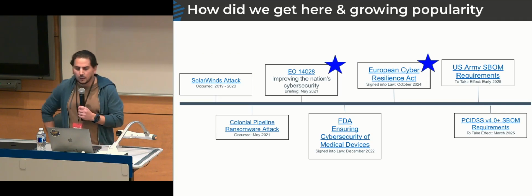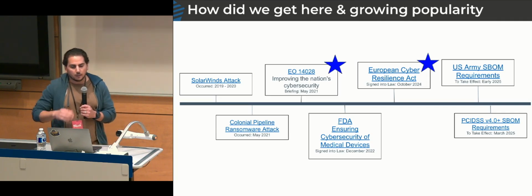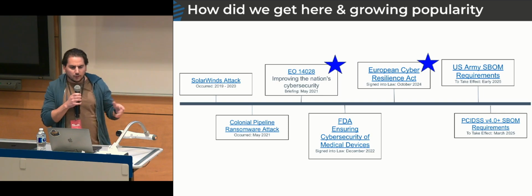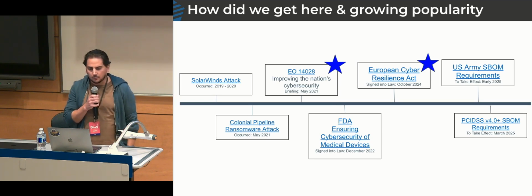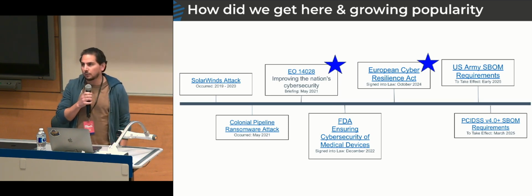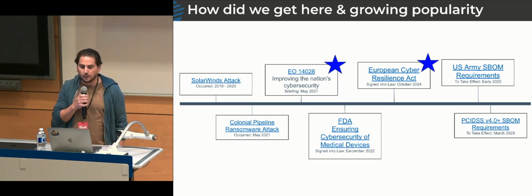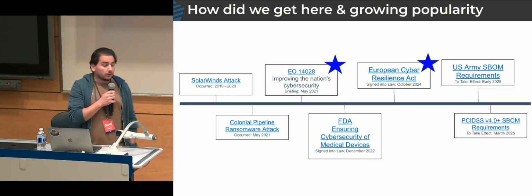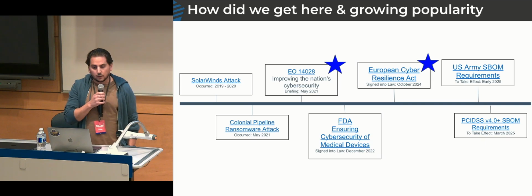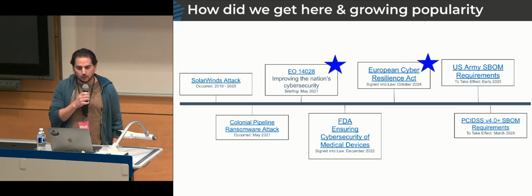A quick timeline of how we got here and why they're becoming popular. So if we go back to 2019, 2020, there was the SolarWinds attack. SolarWinds is a fairly big company. They have a product called Orion, which is a network management system. That product was compromised and shipped to thousands of their customers, and their customers are many Fortune 500 companies and US government entities. And what this allowed is attackers to gain access to their network. And this attack went on undetected for quite some time.